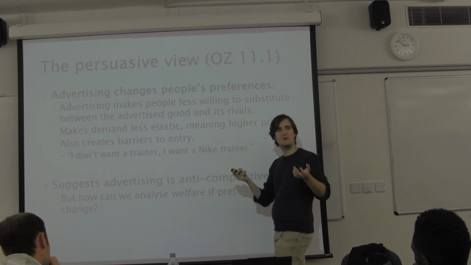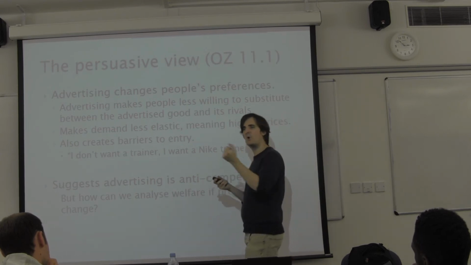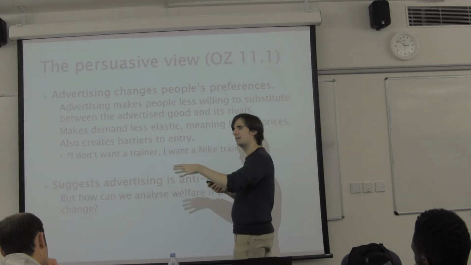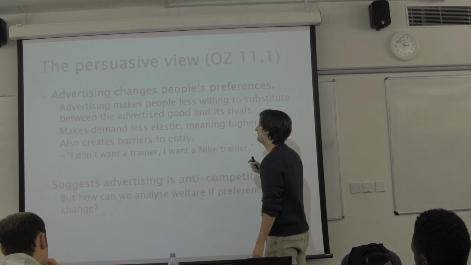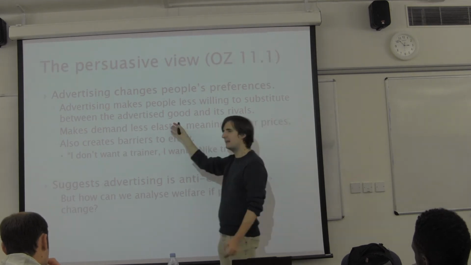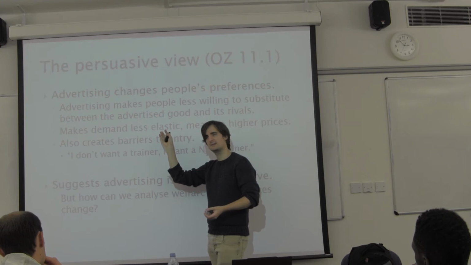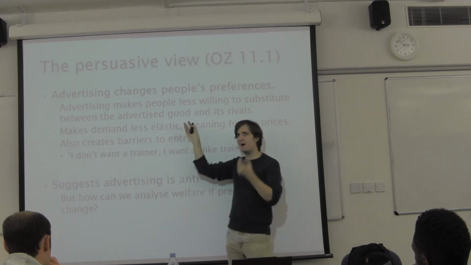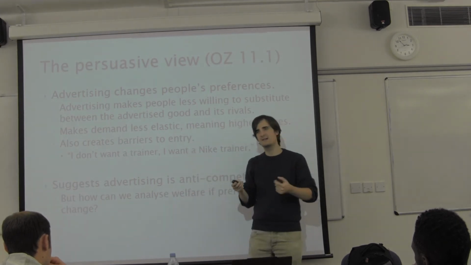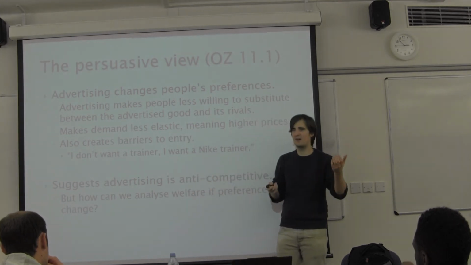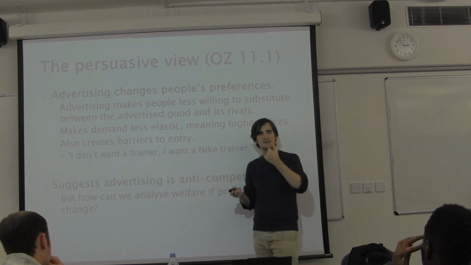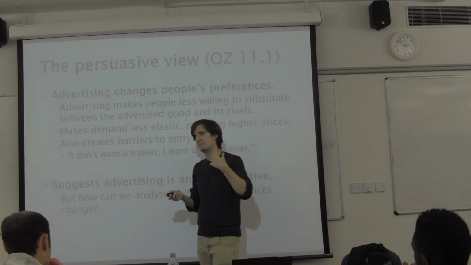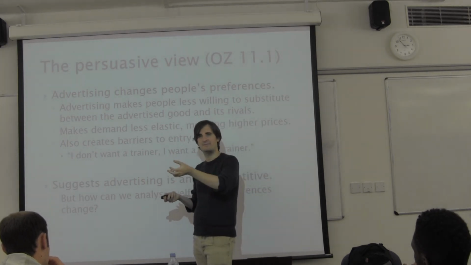So once you see an advert, you're then less inclined to substitute between a rival's product and the advertised product. Okay? So demand becomes less elastic. You're less willing to substitute, right? So demand is less elastic. Okay, so you see some adverts for Nike trainers, and after seeing those adverts, you no longer want to buy the cheap knockoff.